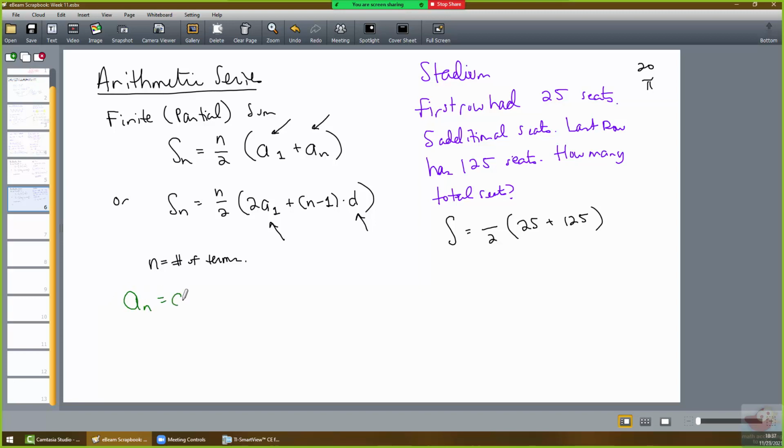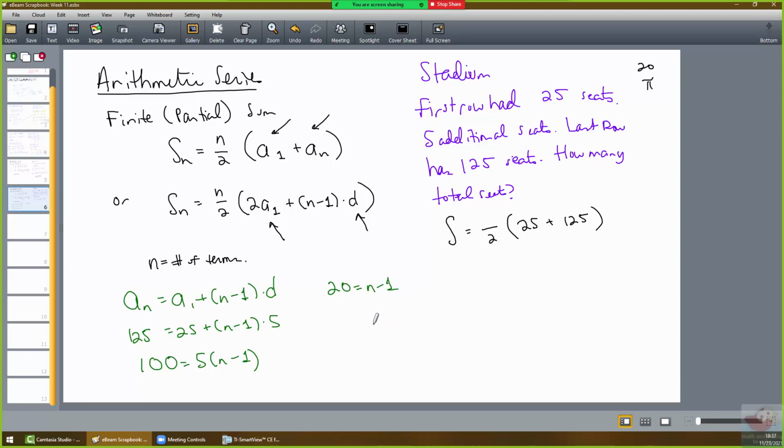This is where using this formula is going to be very helpful for us. We want to find n so that the last number is 125, the first number is 25, and we keep adding 5. So we could subtract 25 from both sides. We can divide by 5.